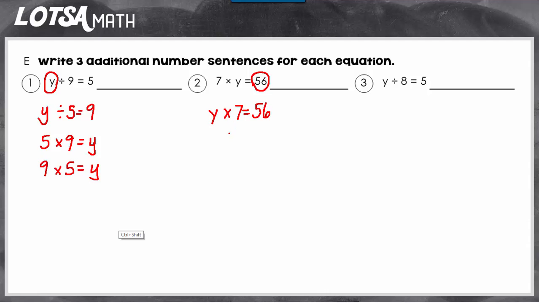Okay, and now I can make a division number sentence, but I know that if it's 56 that's at the end of a multiplication, then the 56 has to be at the beginning of the division. And then the other numbers are just going to fill in the other places. And so for my last division problem, I would have 56 divided by 7 equals y. All right, we'll do the last one.